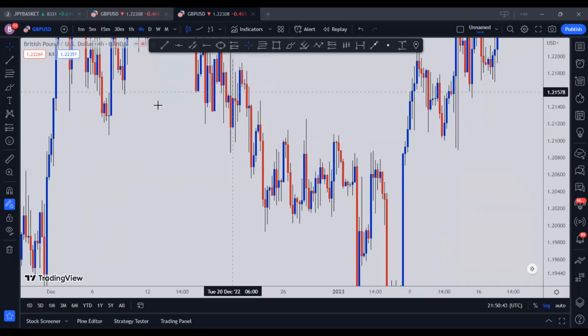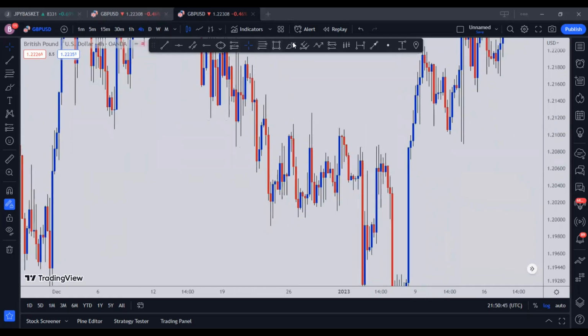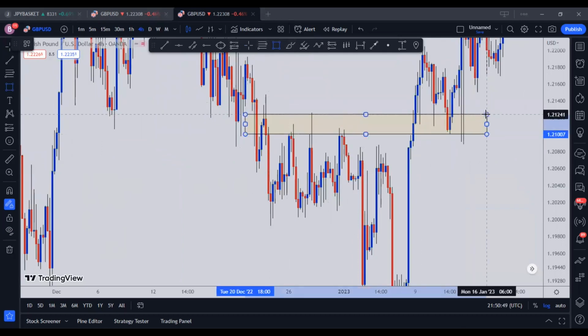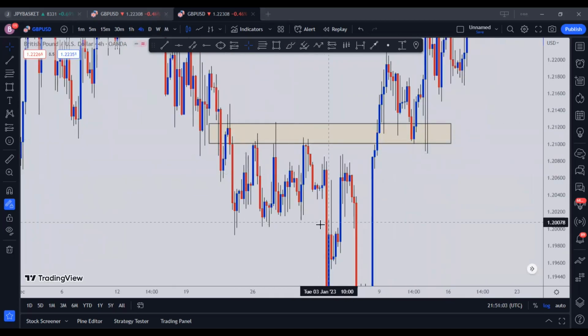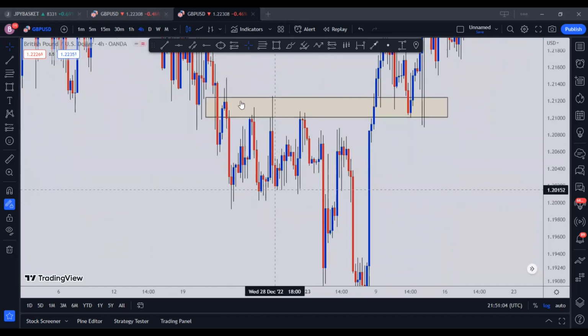Looking at this now, you can see we have this key resistance zone where we have multiple rejections. 1, 2, 3. I told you guys 3 minimum rejections or more. But here we have 1, 2, 3, 4, about 4 solid rejections. So this is the key resistance zone. This is an example of a key resistance zone.